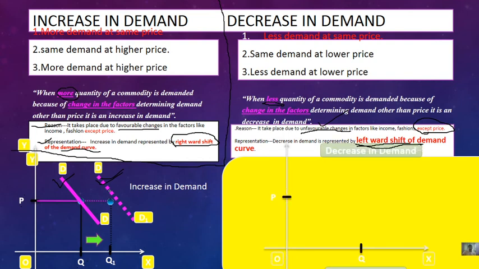Next we show graphically decrease in demand. On the y-axis we show price, on the x-axis quantity demanded. P is the original price, Q is the quantity demanded.